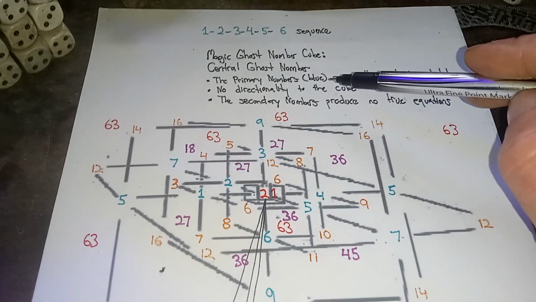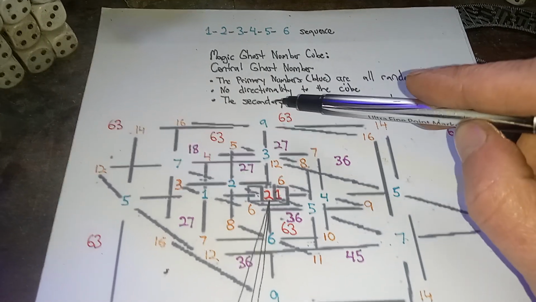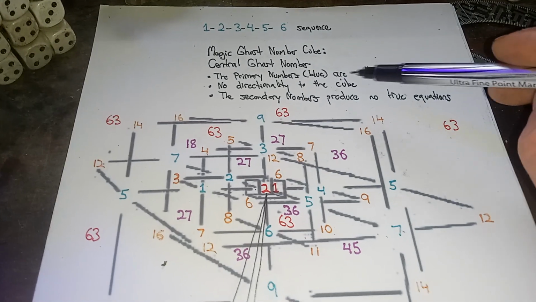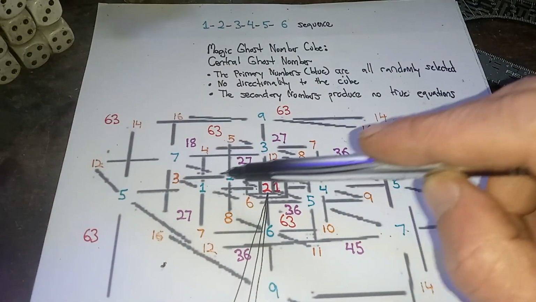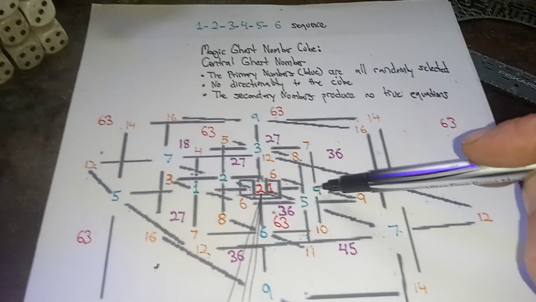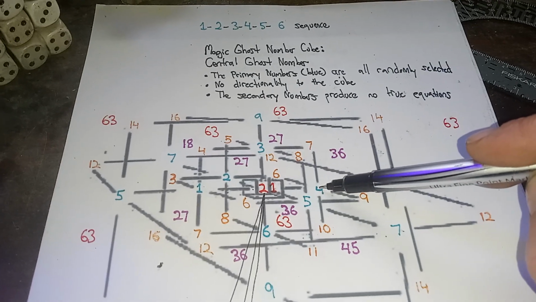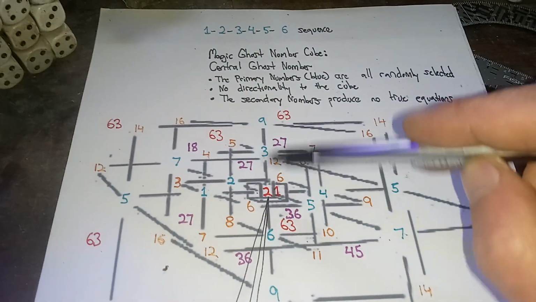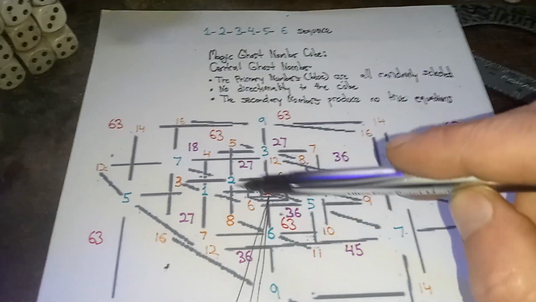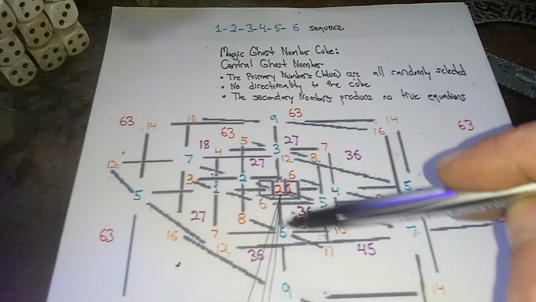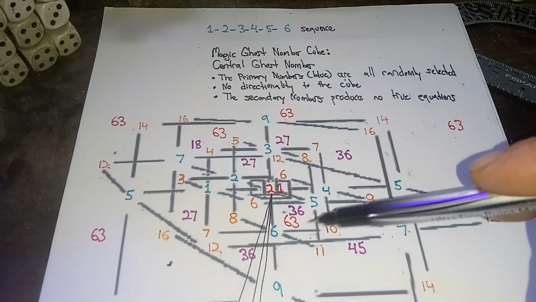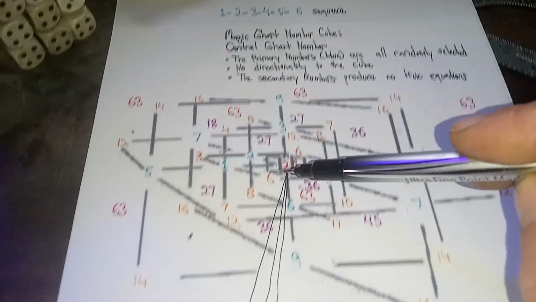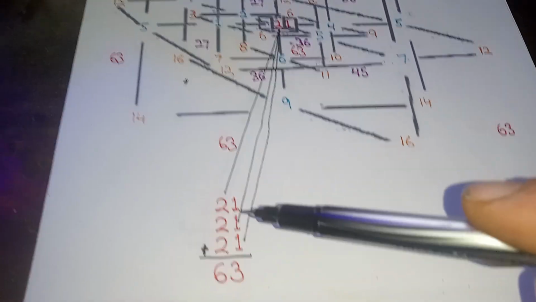With these primary numbers, there's no directionality to the cube. There's no 1 plus 21 equals 4, or a 4 plus 21 equals 1. There's no directionality to any of these inner equations. They're not even equations, they're just randomly selected numbers added to give the central ghost number.